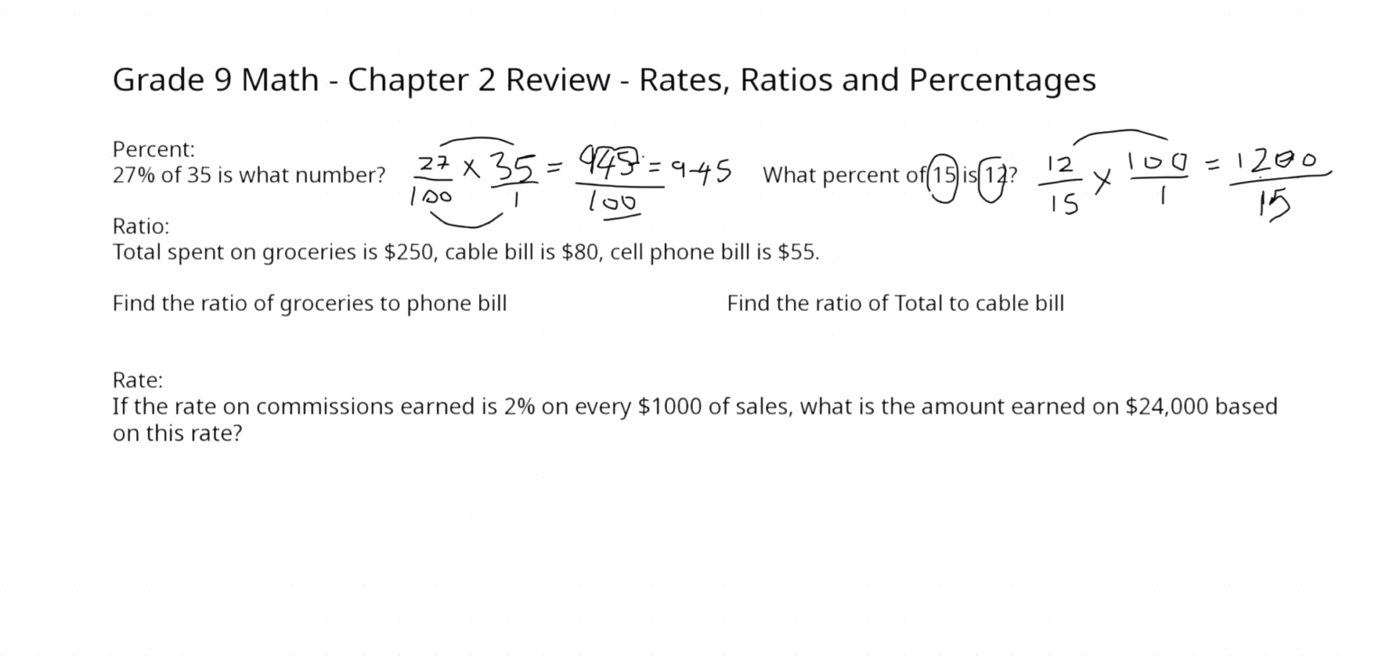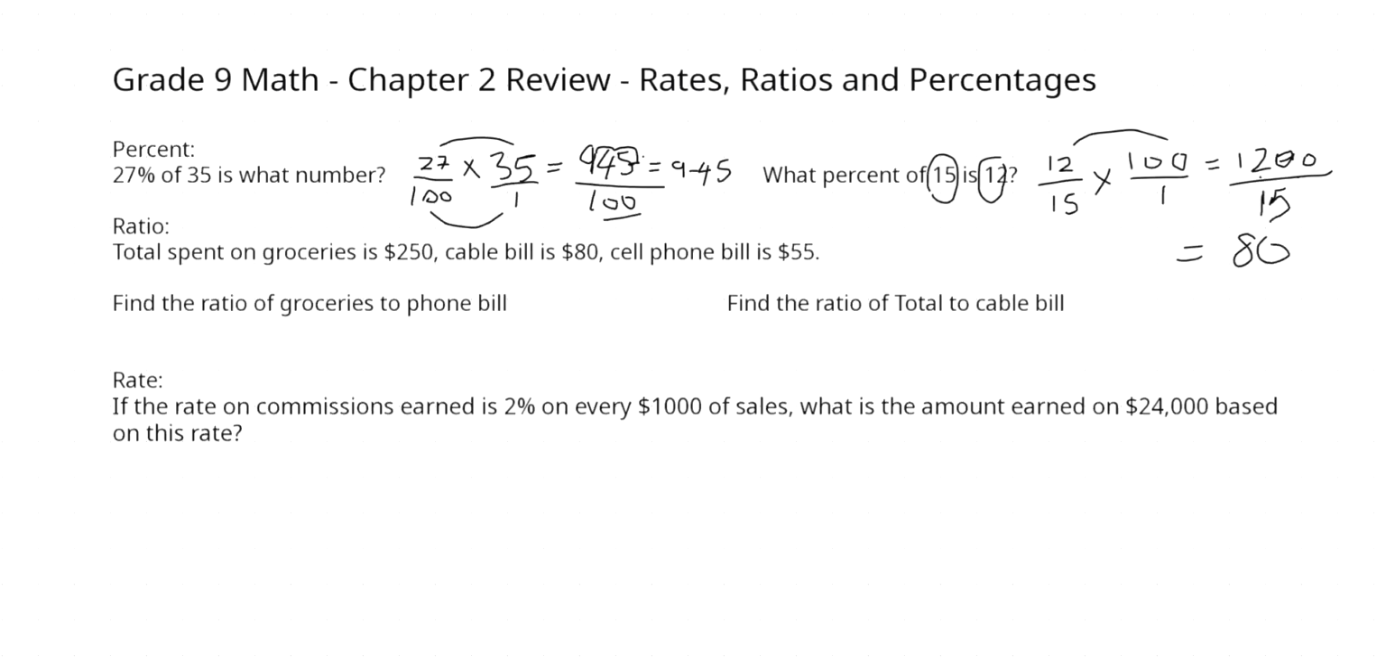Okay. So now we go to the next question, which is ratio. In this case, we need this information to find the answers. So here we have groceries that we spent $250. We pay $80 for cable and we pay $5 for the phone bill.